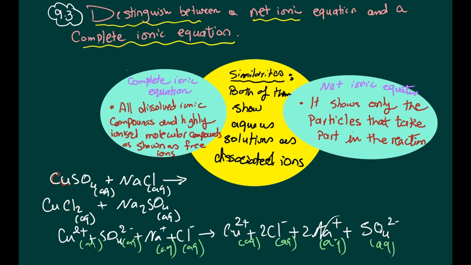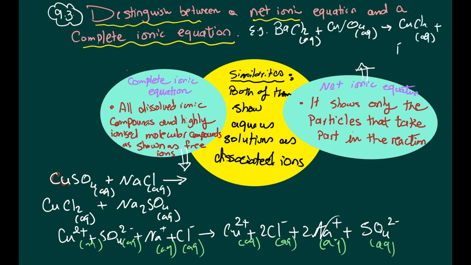While if you want to write a net ionic equation for a reaction like between BaCl2 and CuSO4, both of them aqueous solutions, they give CuCl2, which is also an aqueous solution, and barium sulfate, which is a solid or a precipitate. To represent this with an ionic equation, you are going to dissociate all aqueous solutions into dissociated or separated ions. And don't forget to write the state symbols.